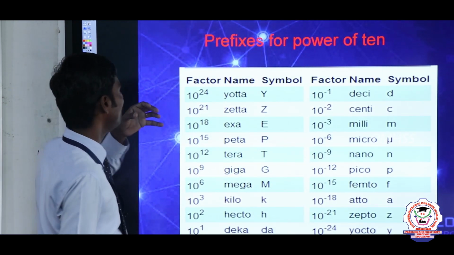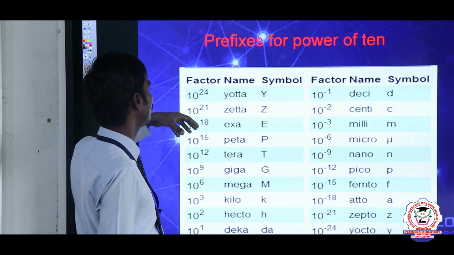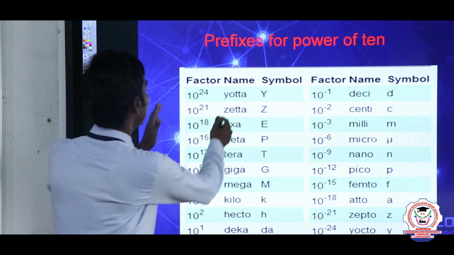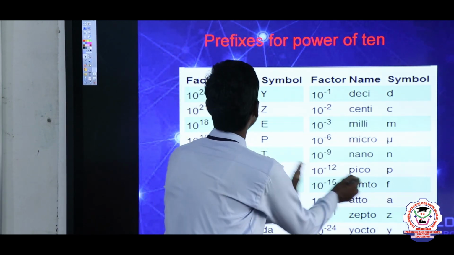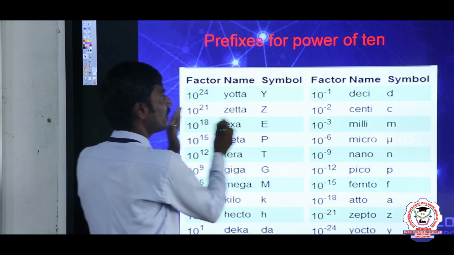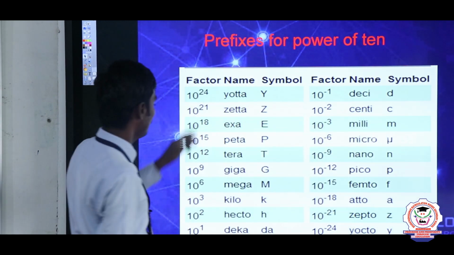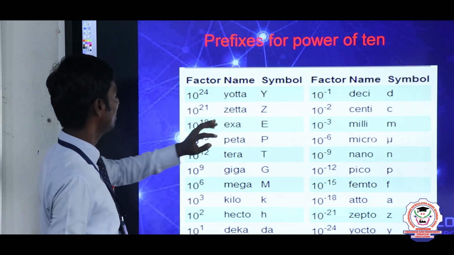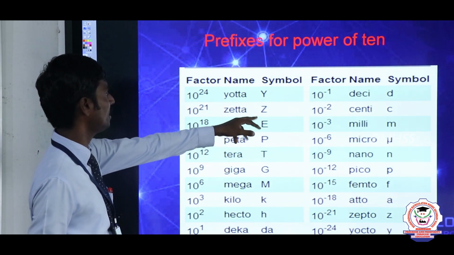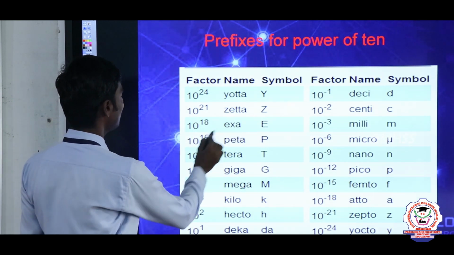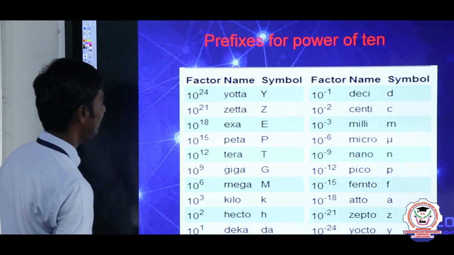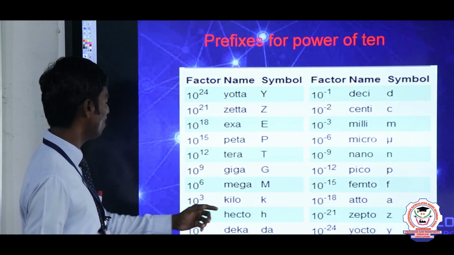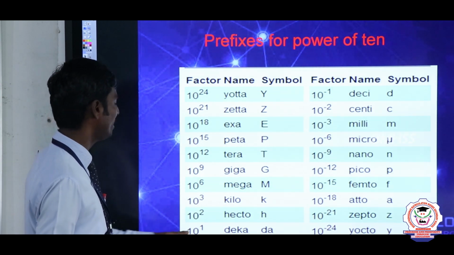And first we need some power values, the factors' names and symbols. This is a macroscopic value, this is a microscopic value. That means one deals with large objects, the other deals with the smallest objects. See, 10 power 24 is yotta, symbol Y. 10 power 21 zetta, represented by letter Z. 10 power 18 exa, 10 power 15 peta, 10 power 12 tera, 10 power 9 giga, 10 power 6 mega, 10 power 3 kilo, 10 power 2 hecto, 10 power 1 deca.